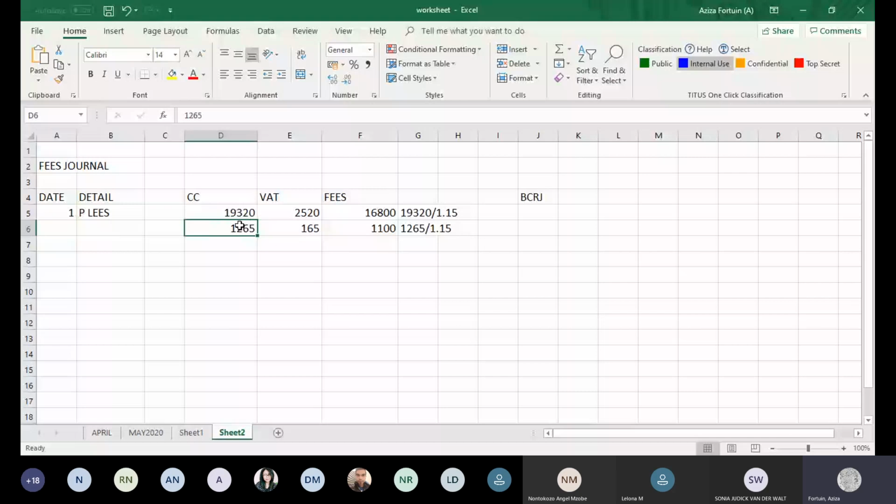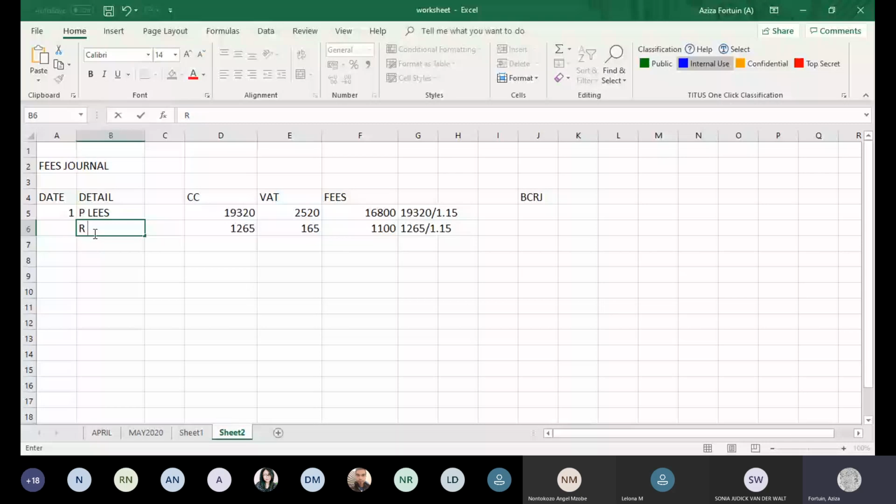Okay, so the 1265 I'm going to put in my client control account, right? And then 1,100 is going to go to my fees account, and the difference will be VAT. And my account here, but the detail is going to be R. Rogers. And that was day 2.